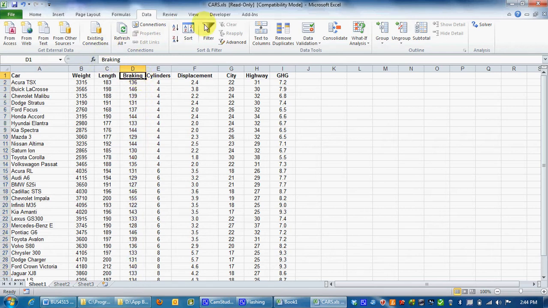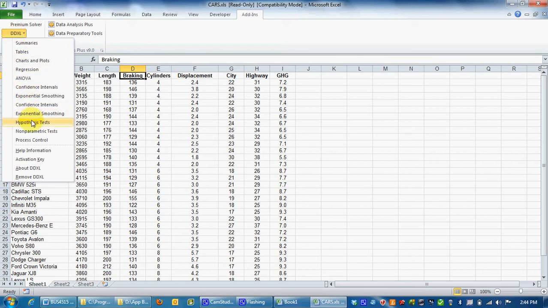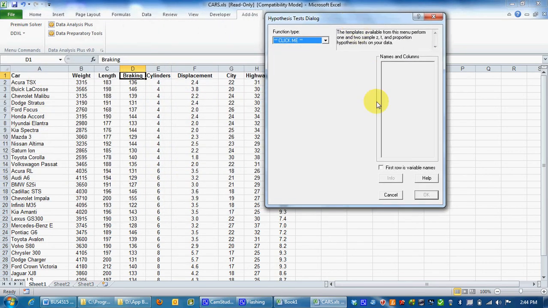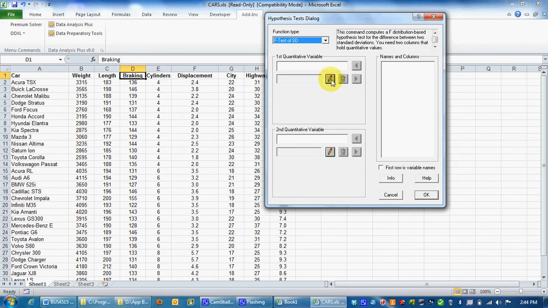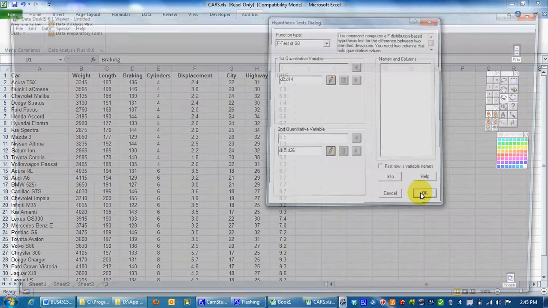So let's go ahead and get into DDXL. So we go back to add-ins, DDXL, hypothesis tests. Slide this over so we can see what we're doing. In this particular case, what we want to do is F-test of standard deviation. Okay, and we're going to enter in our first set of variables, which is column D, because that's the braking, and we're going to go column D2, which is where the data starts for four cylinders, and it ends at 14. So D2 to D14. For the second variable, we're going to do the six-cylinder, which start at D15 and continue on down to D26. And then we hit OK.